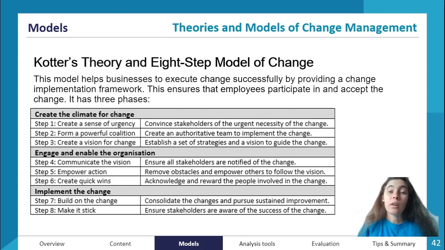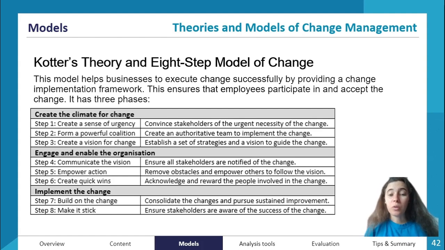And lastly, we've got implementing the change. So building the change, you want to consolidate the changes that have been made, continue to strive for improvement and making it stick, ensuring stakeholders are aware of the success of the change. So it's proving that you've met your goals.